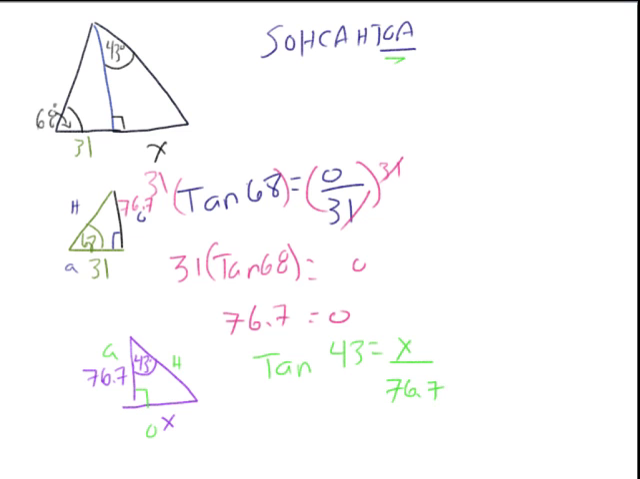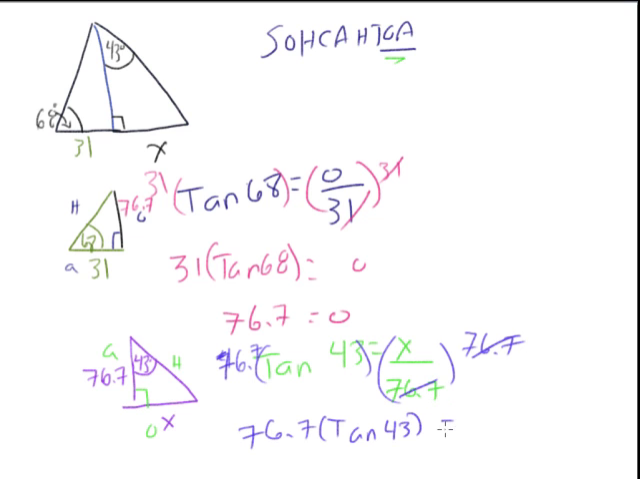Okay, again, this is going to be isolating the x, so I'm going to multiply this side by 76.7. Okay, so I'm going to have here 76.7 tan of 43. This cancels out, going to x. And when I work that out, x is going to equal 71.